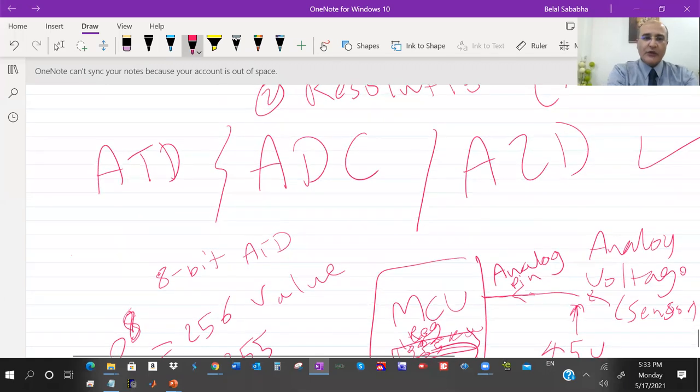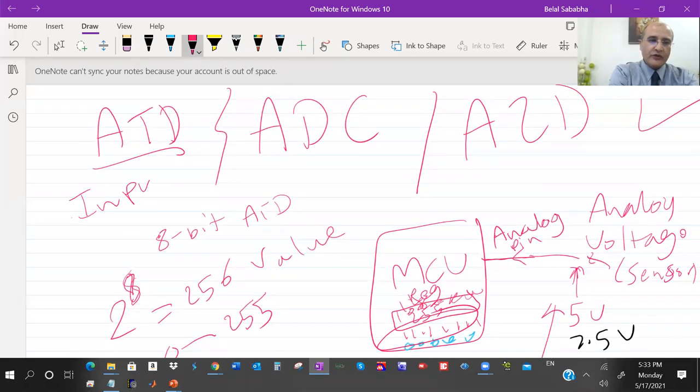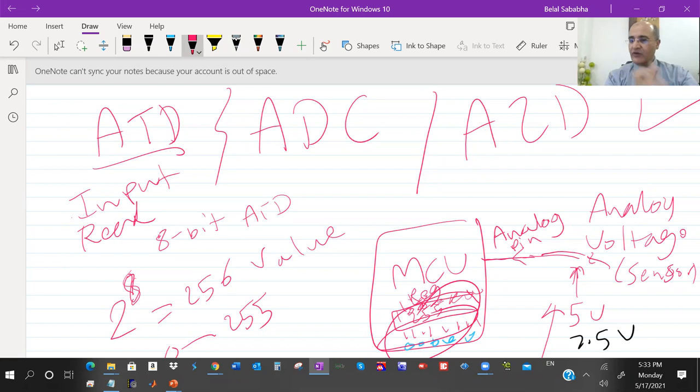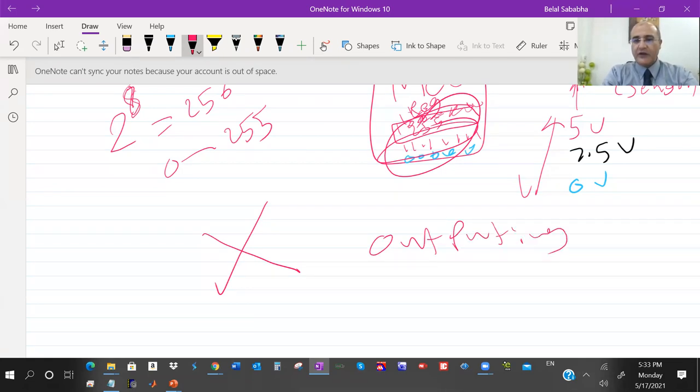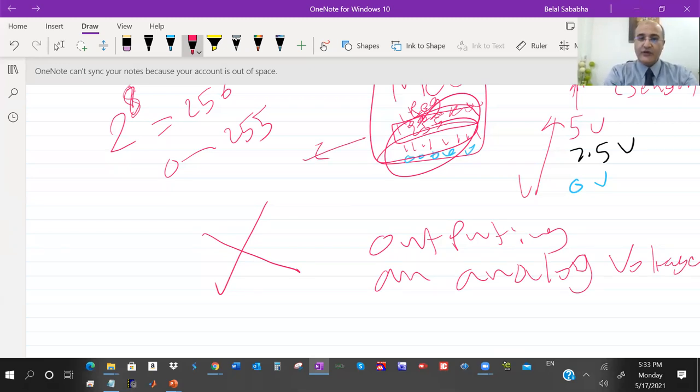So when we talk about A to D, we're talking about input. We want to be able to read or recognize the voltage applied to our pin and convert it into a digital number saved in one of our registers. I am not talking about outputting an analog voltage value. Okay, I'm not talking about this. Using parallel ports, we can output a 0 or 1, right?